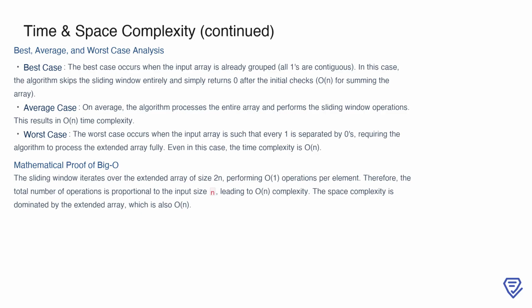O(n) time. To validate this, consider that the sliding window iterates over the extended array of size 2n, performing a constant amount of work per element. This directly leads to a time complexity of O(n). The space complexity is similarly O(n), dominated by the extended array, confirming that the algorithm remains efficient in all cases.